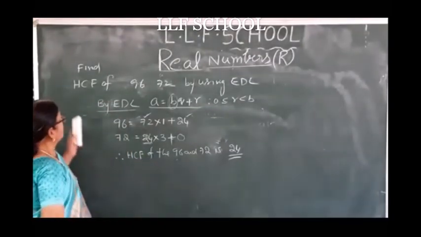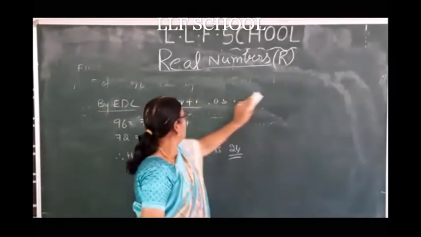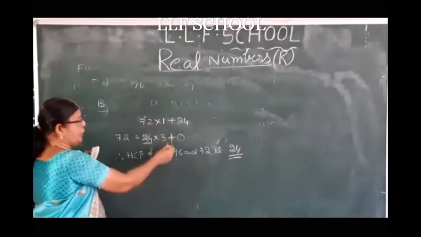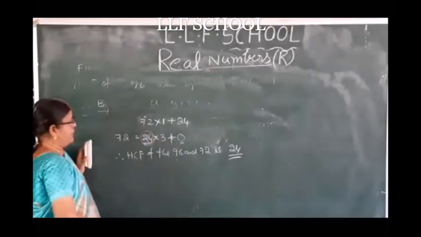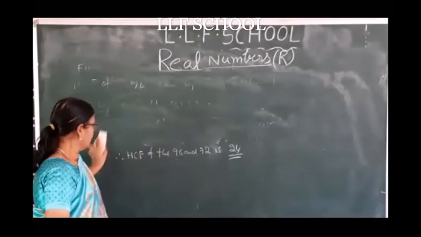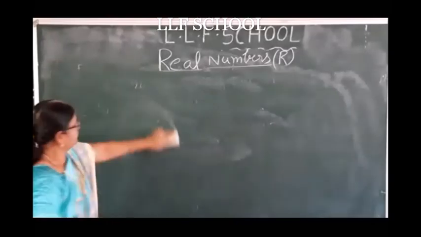Next, this process will be continued to get remainder 0. In this case, only the divisor is the HCF. Divisor is the HCF of the two numbers.